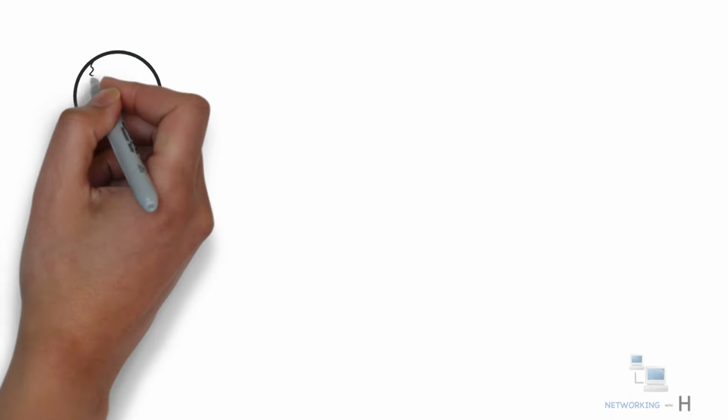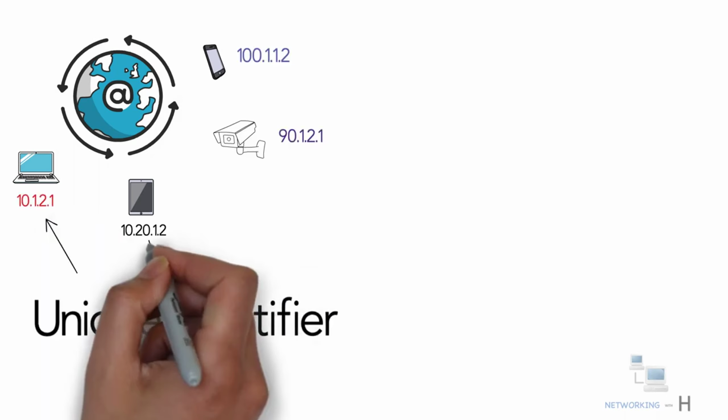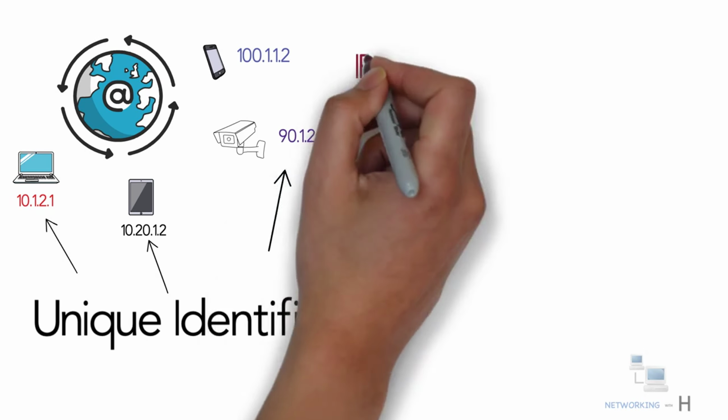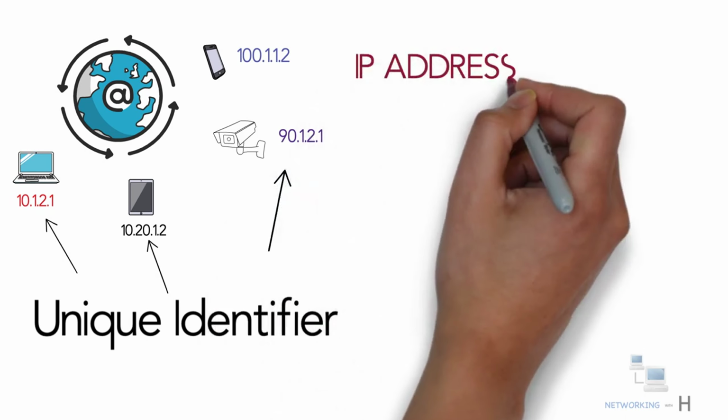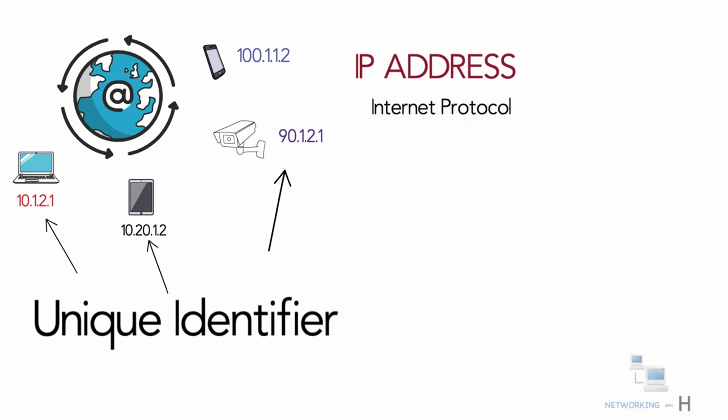Every device connected to the internet, for example, computer, tablet, camera, mobile phones, etc. Whatever it is, needs a unique identifier to connect to the internet. In the world of TCP/IP networking, that identifier is the IP address. IP stands for Internet Protocol, which is a set of standard predefined rules used to govern the way data packets are sent over the internet.